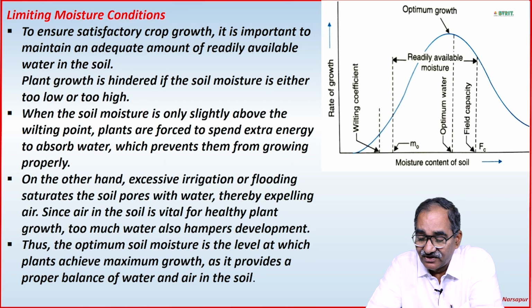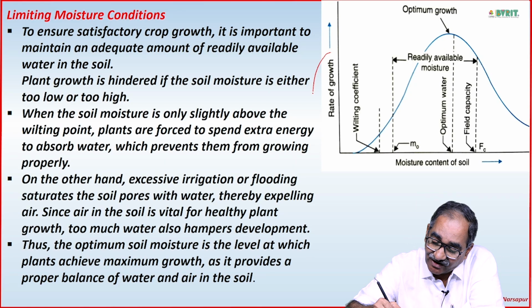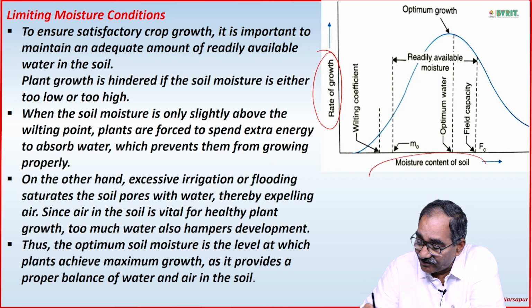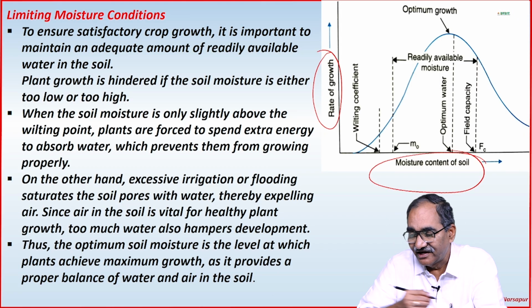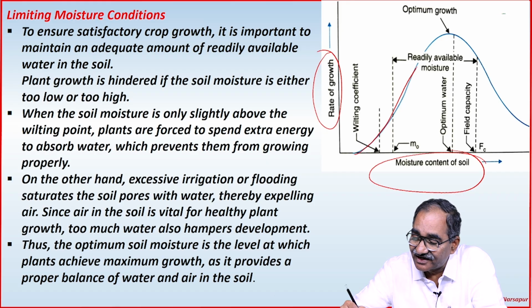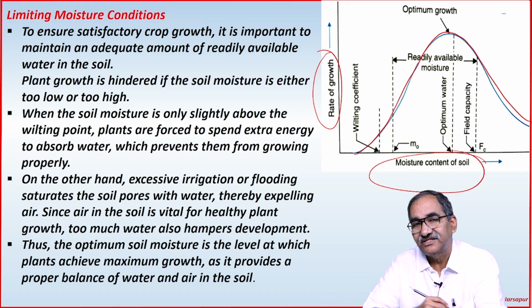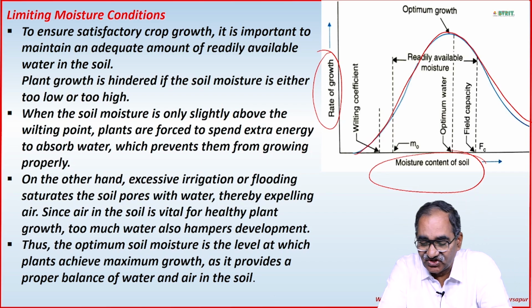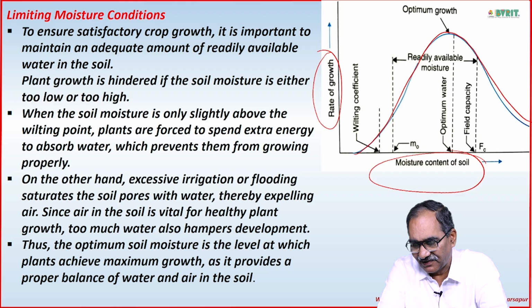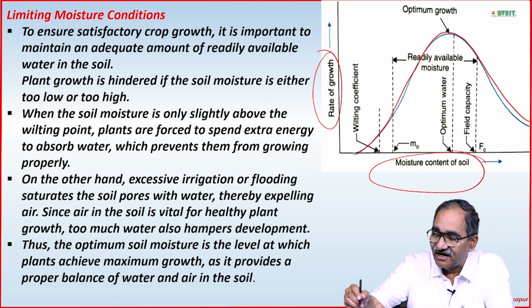Suppose I take the growth of the plant on the y-axis, and the moisture content of the soil on the x-axis. It looks almost like this curve. On the x-axis, you have taken the moisture content. On the y-axis, you are taking the rate of growth of the crop. So this is how it will be.